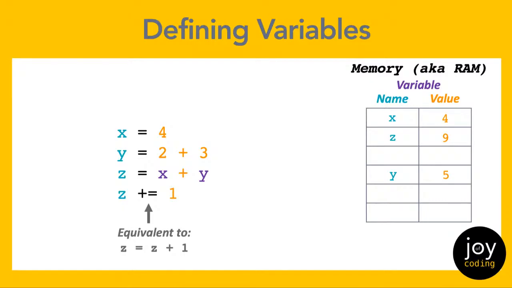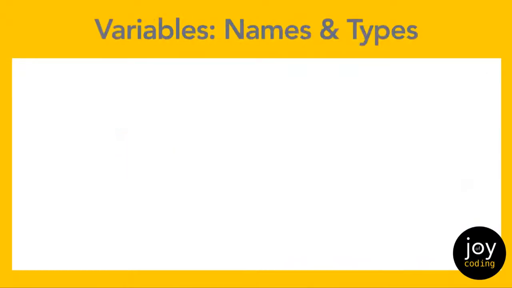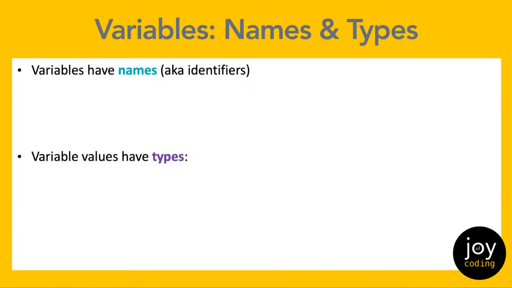So what's going to happen here is the computer is going to look up the value of z, see that it's 9, then it's going to add 1 to it before updating z's value as 10. So we're not really creating a new variable, we're creating a new value for a variable that we already had. In addition to its value, every variable also has two components, its name and its type.